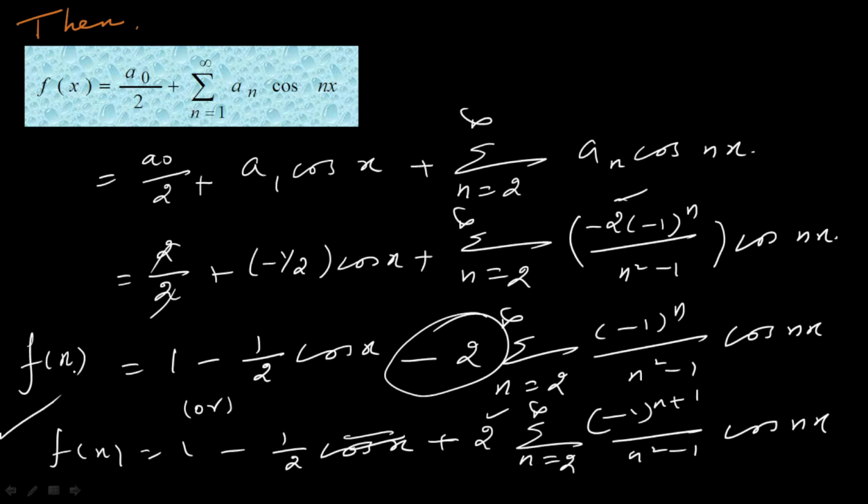So this is the Fourier series representation of the given function f of x equal to x sin x defined in an interval minus pi comma pi. Hope you got a clear idea about how to find the Fourier series representation of the given function in an interval minus pi comma pi.